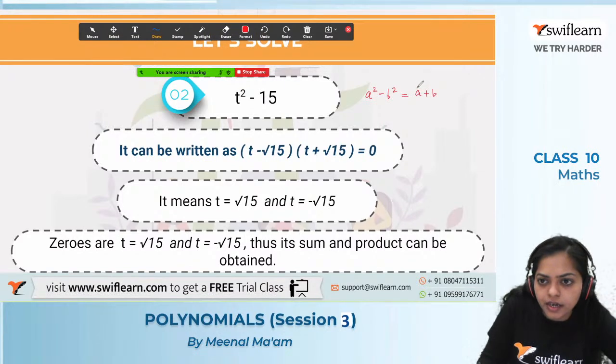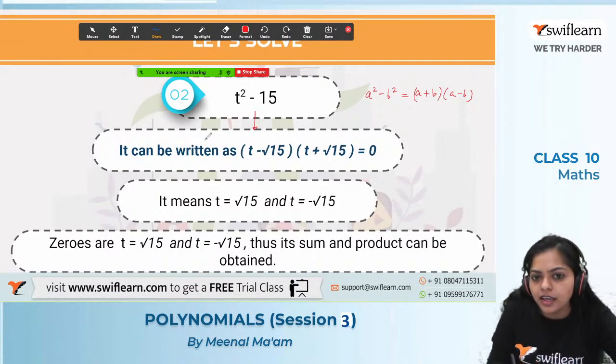A plus b into a minus b. Yes. A square minus b square is what? A plus b into a minus b. And can we write it like this? A square minus b square will be a plus b and a minus b. Yes. Alright. So t minus root 15 and t plus root 15 is equal to what?